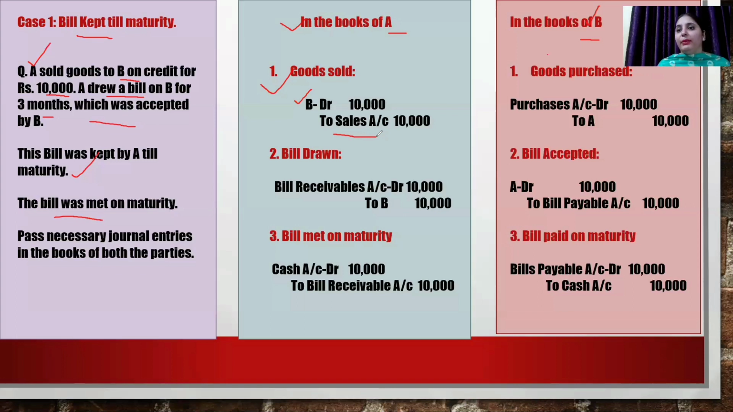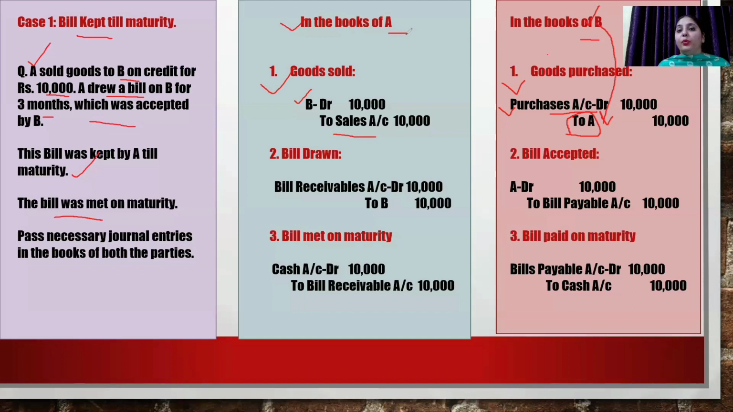At the same time, the entry in the books of B will be for purchasing goods, which is purchases account debit. Why are purchases debited? Because it is an expense and expenses are always debited. And why is A's account credited in the books of B? Because for B, A is a liability.